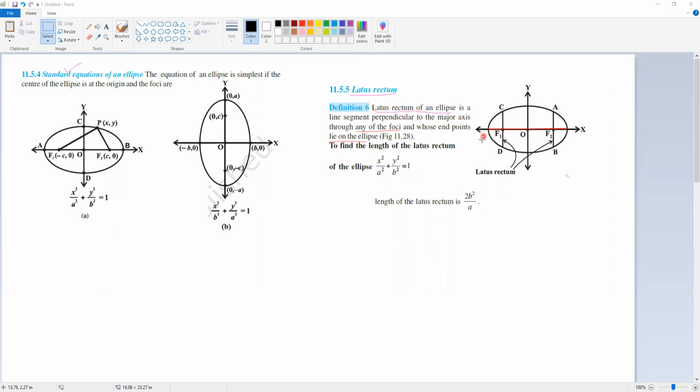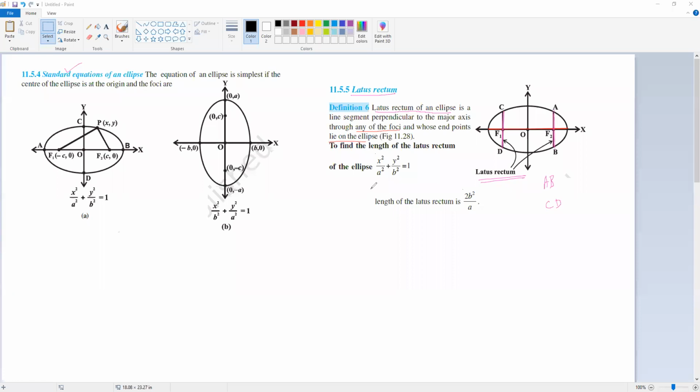The latus rectum is the line perpendicular to the major axis, passing through the focus, with endpoints on the ellipse. Since there are two foci, you can draw two latus rectums. One is AB and another one is CD. These are the two latus rectums.